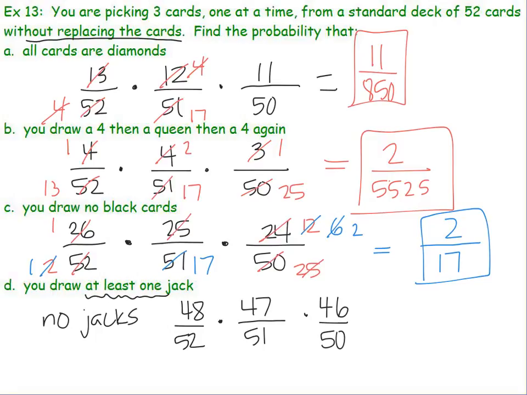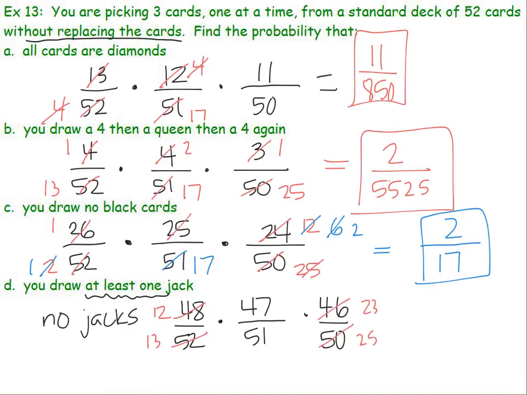Let's start with the first fraction. 48 and 52 are both divisible by 4. So 48 divided by 4 leaves us with 12. 52 divided by 4 leaves us with 13. 47 and 51 cannot be divided. 46 and 50 can both be divided by 2. So we have 46 divided by 2 is 23. 50 divided by 2 is 25.